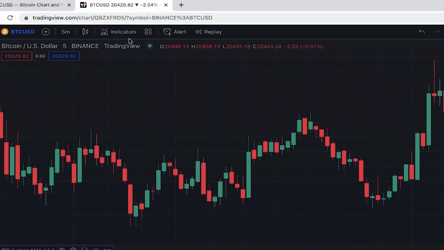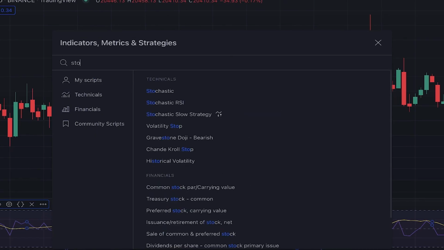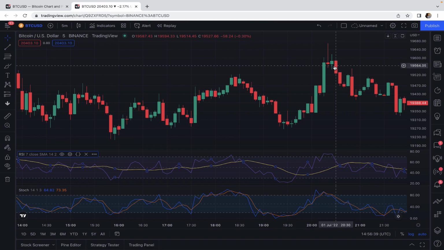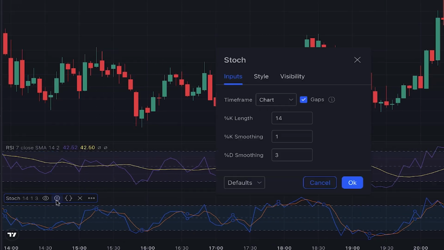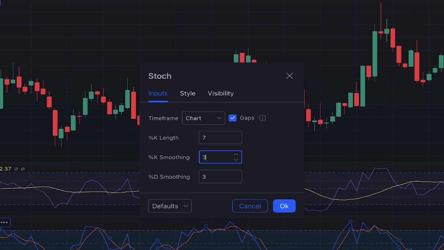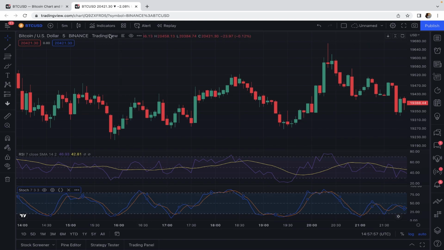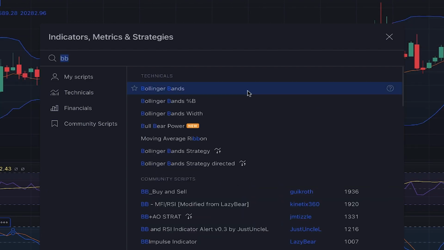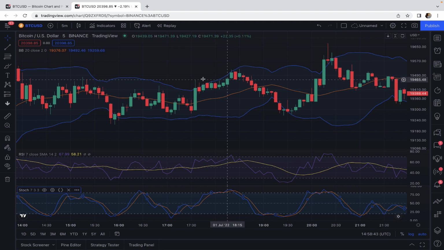The next indicator that we should add is a stochastic oscillator, this one. And for this indicator, we must also adjust its settings. For the K% length, we set it on 7. For the K% smoothing, we set it on 3. And for the D% smoothing, 3 is fine. And the last indicator that we want to add is Bollinger Bands, this one. And we use Bollinger Bands with its default settings.